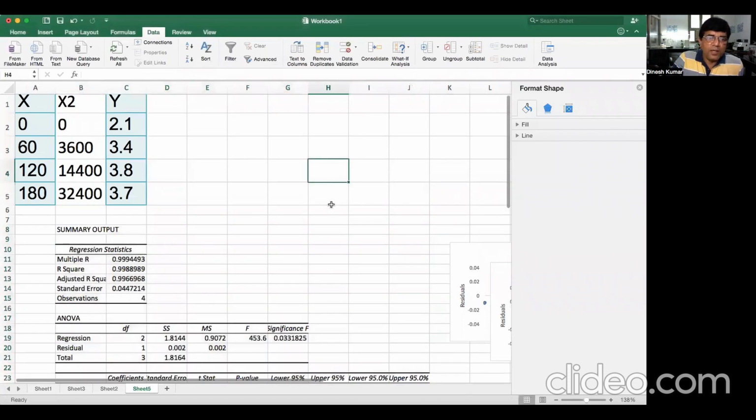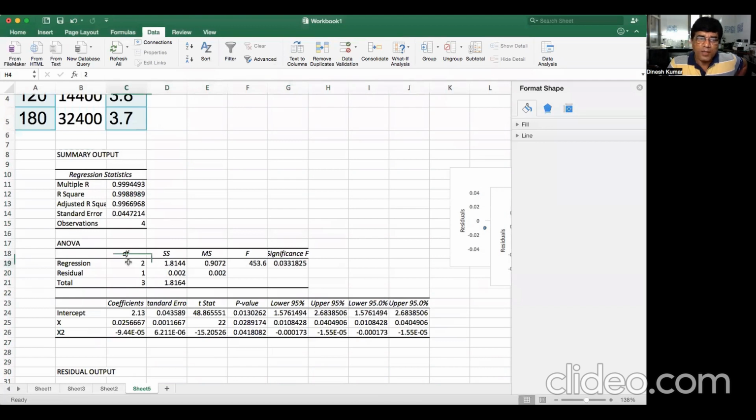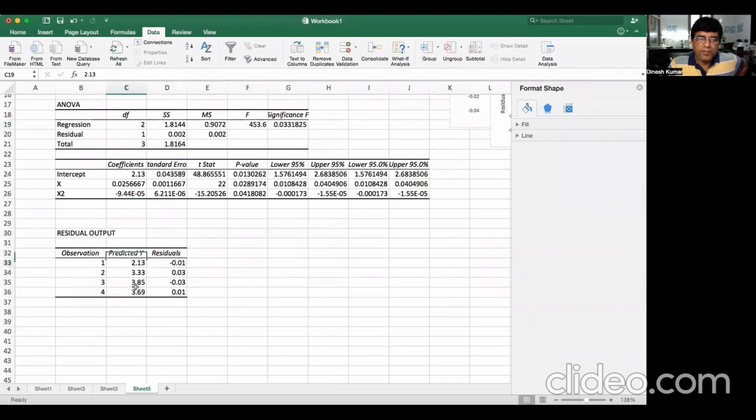And you can see the interpretation here. Correlation coefficient, R square. Regression degree of freedom is 2 here, because it was your quadratic. Total is 4 minus 1, that is 3, and 1 for residual. Sum of square, mean square. And you get predicted values also and residuals.